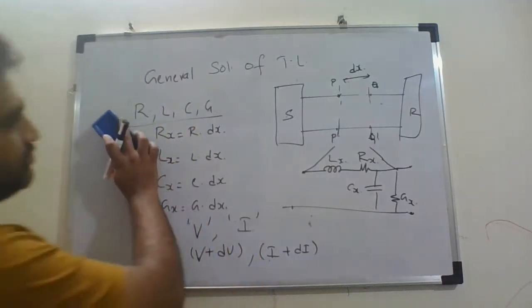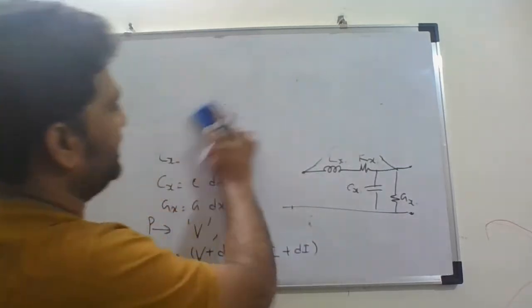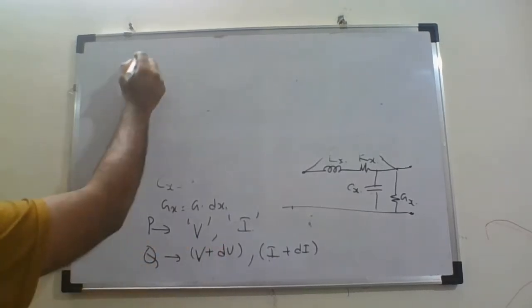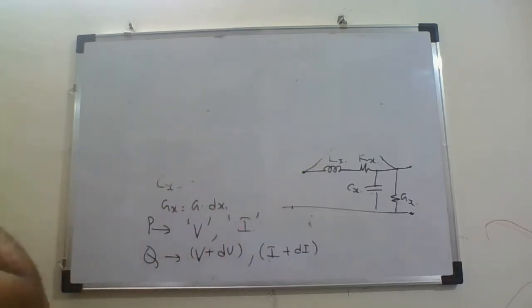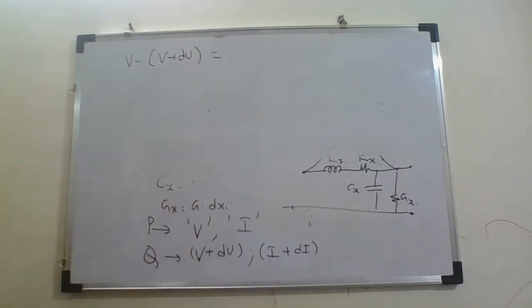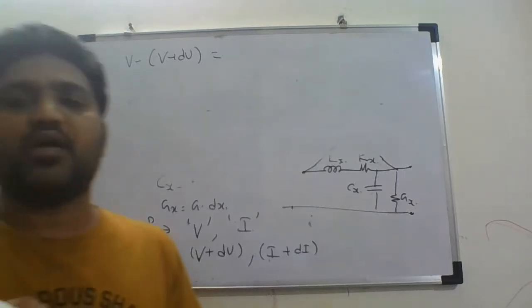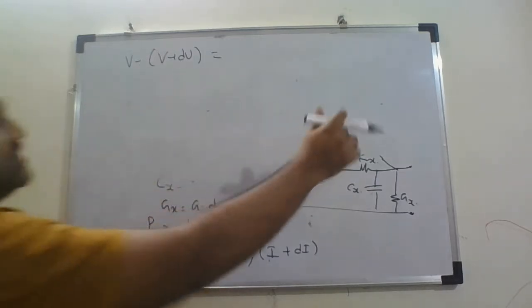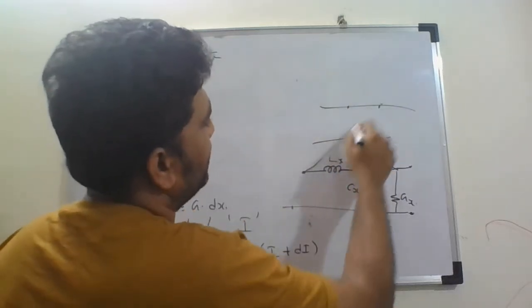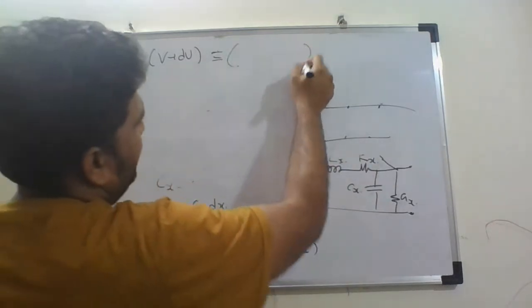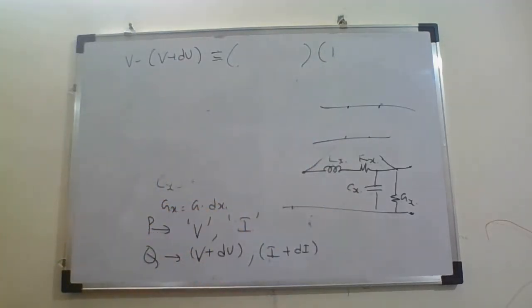Now, let us take the differences between the voltage and the current. The difference between the voltage at the points P and Q, we can write as V minus (V plus dV), is equal to, using the formula V equals I into R, generally. So using that formula, the voltage difference between the two points, I'm assuming, can be written in terms of current, which we can express as I. What is I here?